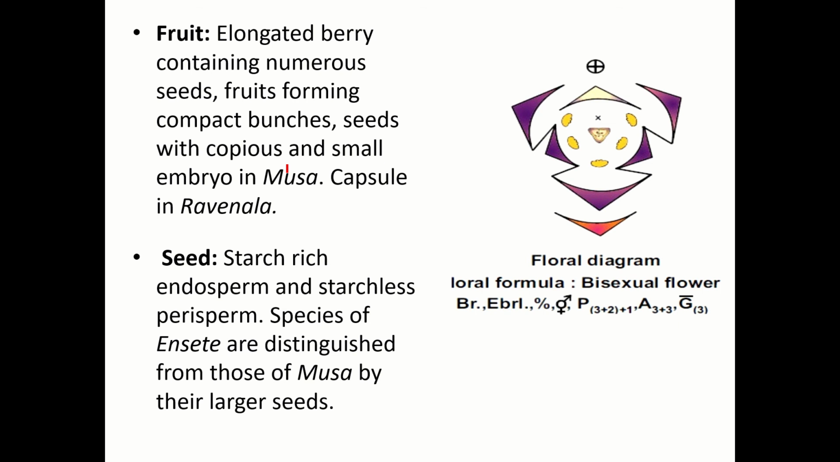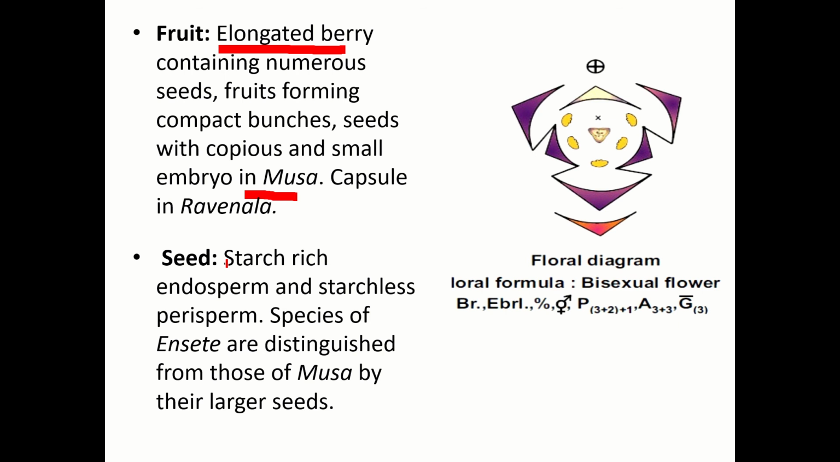Now we'll move on to the fruits. Fruits are elongated berries containing numerous seeds. Fruits form compact bunches, with seeds having copious endosperm and small embryo in Musa. Capsule is found in Ravenala. Schizocarp is found in Heliconia. Please note, schizocarp is also found in this family in Heliconia.